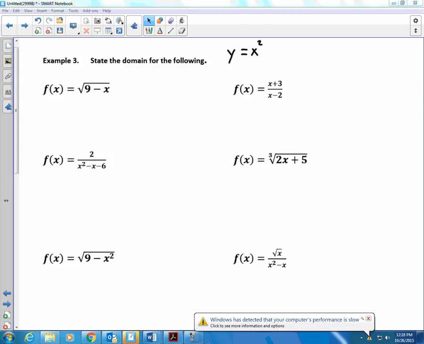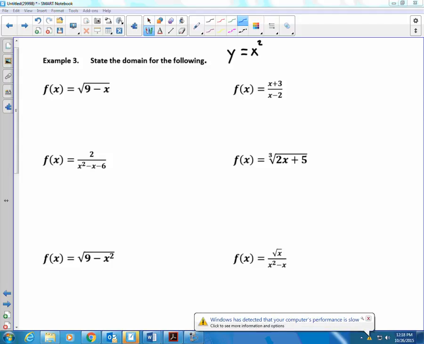Now let's plug in positive 25. 9 minus positive 25 is negative 16. Can you take the square root of negative 16? So we found one that doesn't work. 25 doesn't work. So here's how we do it.